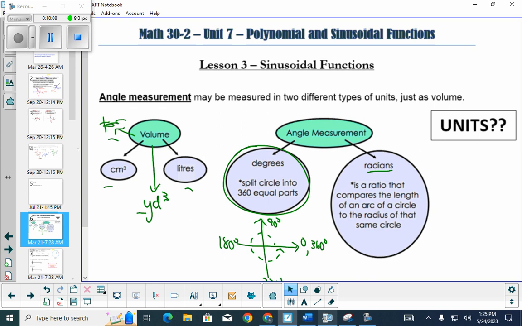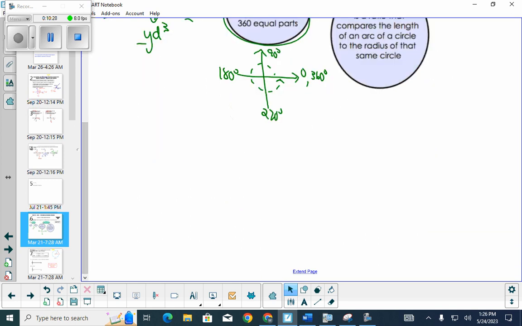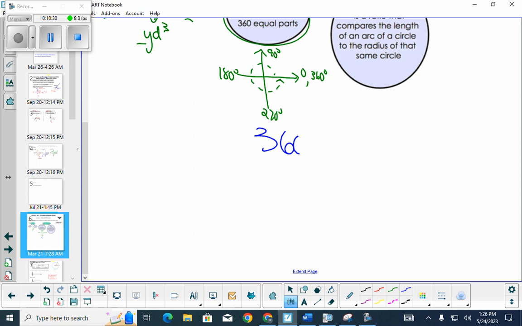It's just like saying in junior high, you learned that 1/2 is the same as 0.5, which is the same as 50%. You learned that those three things were equivalent. You learned that 2/3 is 0.6 repeating. You learned that those two things are equivalent. Well, here's a couple of equivalencies. 360 degrees is the exact same size as what we say 2 pi radians.